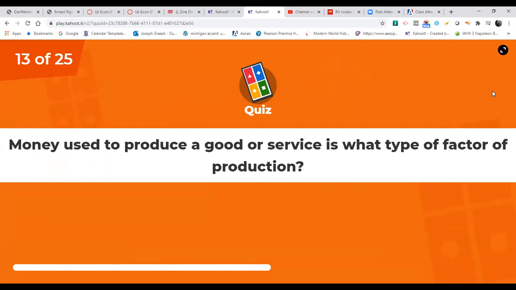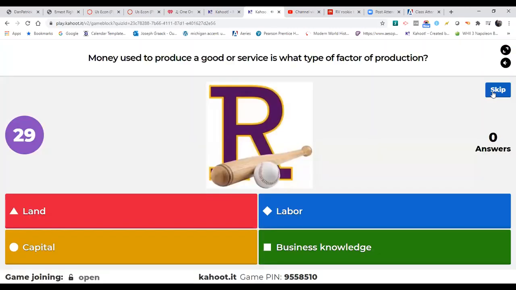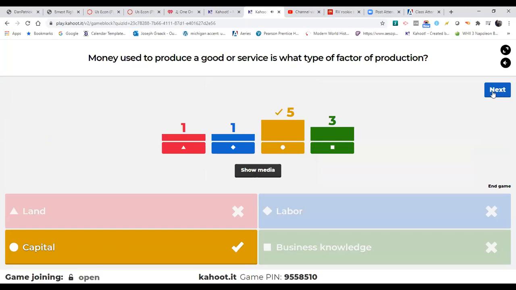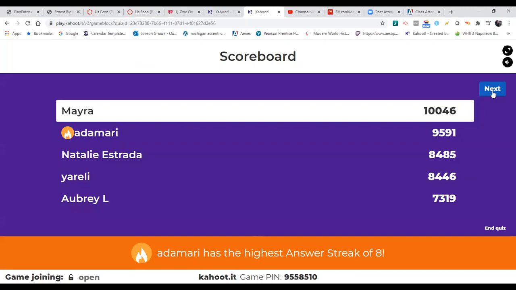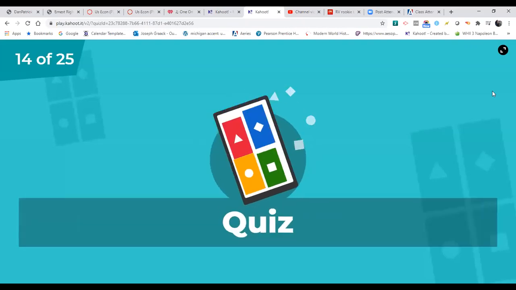Money used to produce a good or service is what type of factor of production? Capital, right? Money used to produce a good or service is an example of capital. Any finished good or service used to help make another good or service is capital. Uh-oh, look at that. Streak at 8 and Amari up to first.